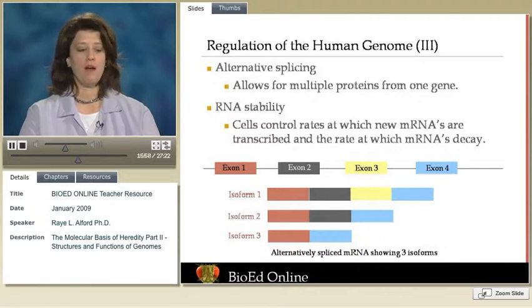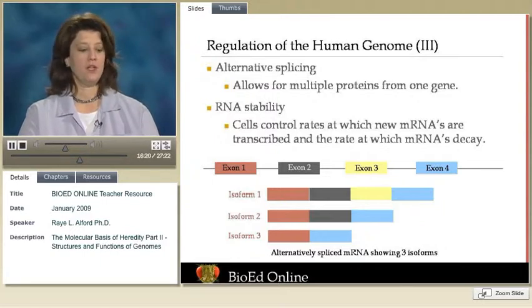As shown in the graphic, this precursor RNA contains 4 exons. It is alternatively spliced into 3 different isoforms. Isoform 1 contains all 4 exons. Isoform 2 contains only exons 1, 2, and 4. Isoform 3 contains only exons 1 and 4.